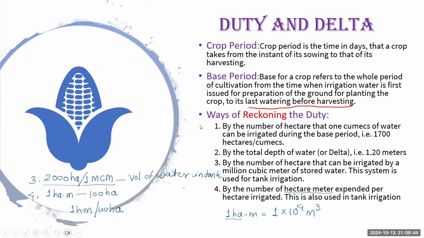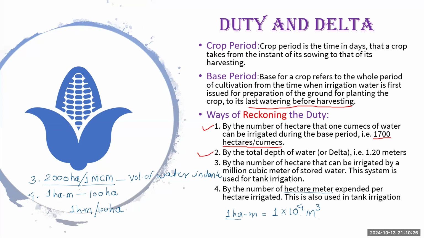Reckoning of duty is possible in 4 ways. In that, the first way of reckoning the duty is by the number of hectares that 1 cumec of water can irrigate during the base period. If 1 cubic meter per second of water is supplied during the base period, how much area will it irrigate? The example, which we just discussed, is 1,700 hectares per cumec. So that is the first way of reckoning the duty. The duty can also be mentioned in terms of delta.